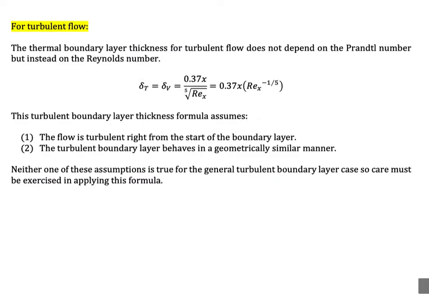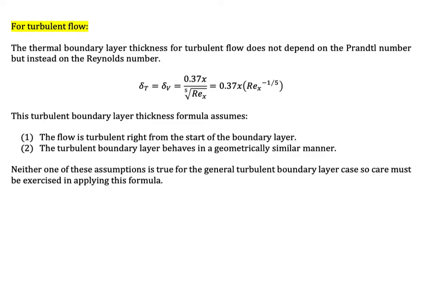For turbulent flow, the thermal boundary layer thickness does not depend on the Prandtl number, but instead on the Reynolds number. This is because when the flow becomes turbulent, vortices come in, which means the molecules do not flow in a good manner, not in a streamlined situation. There is a lot of unpredictable movement of the molecules. At that time, the idea of the Prandtl number becomes less influential, so we just use the idea of the Reynolds number.